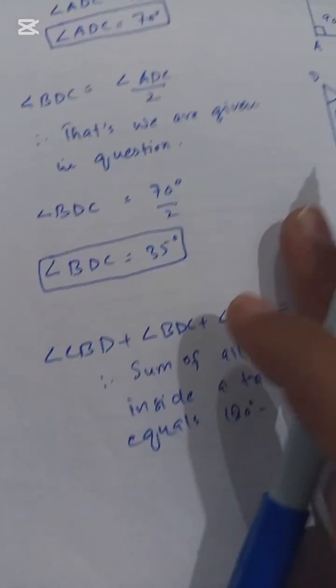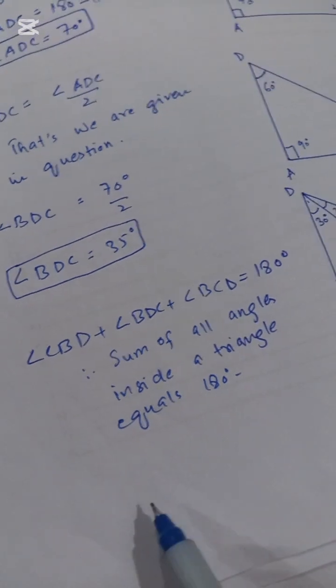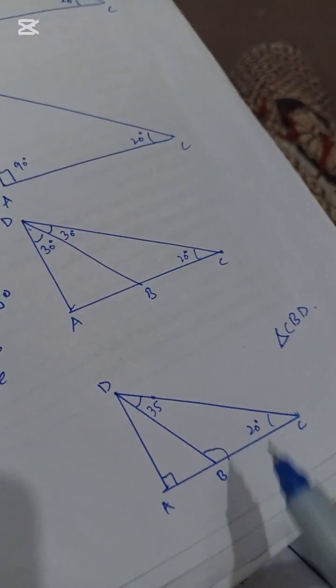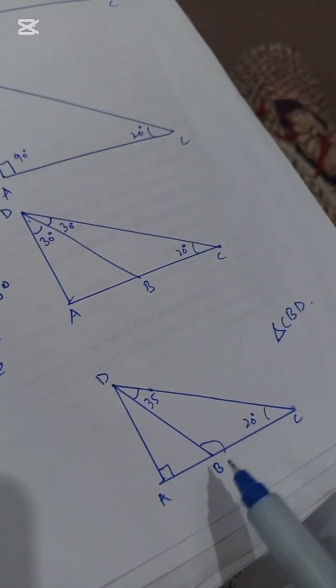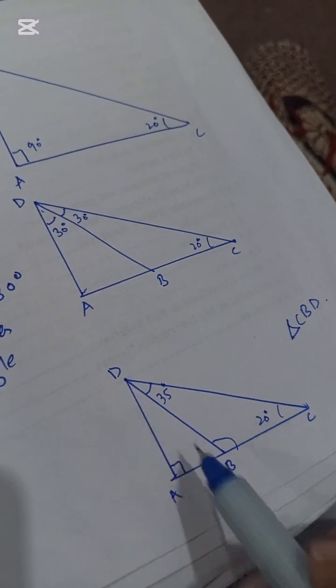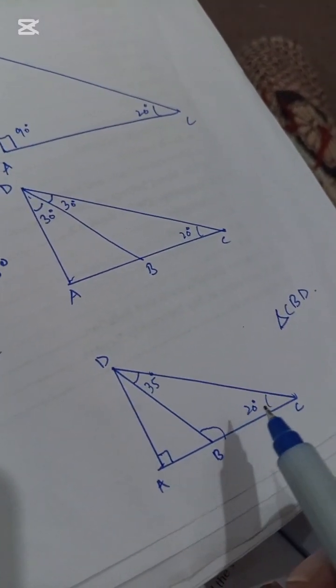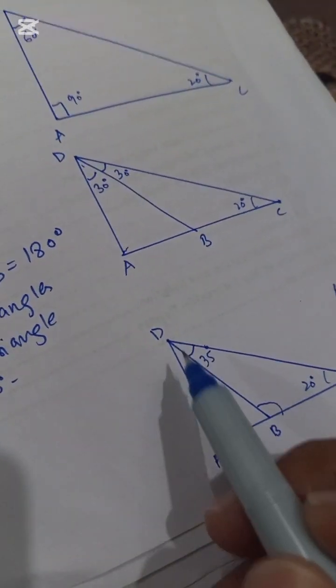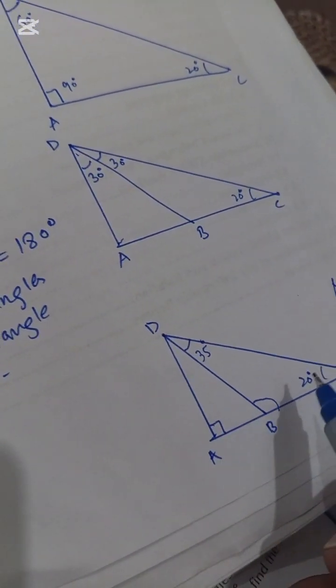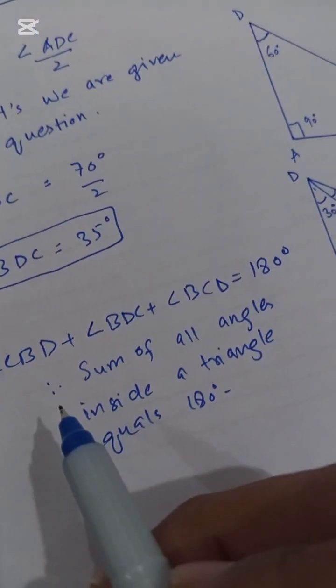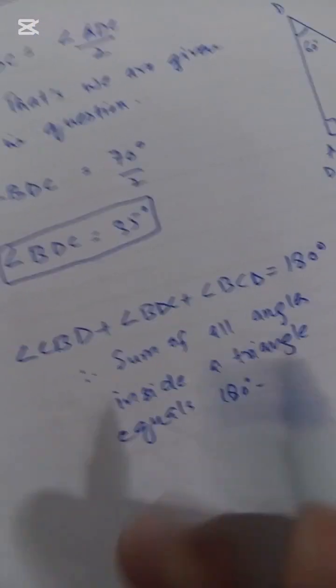So now moving on to the next thing. Again, I made a new triangle. We were given a whole triangle and it was divided into two parts. So I thought of this as a new triangle. Then I wrote the combination of angles, that this angle plus this one and this one equals 180 degrees, and again I mentioned the reason: the sum of all angles inside a triangle equals 180 degrees.